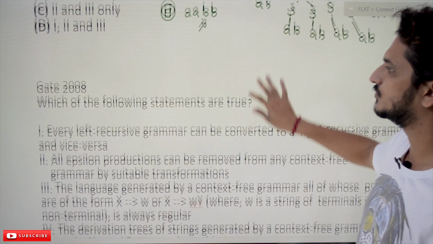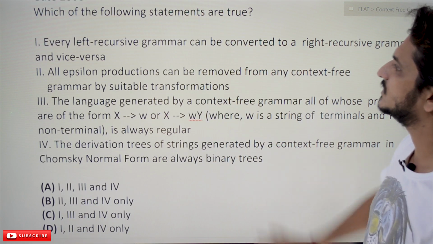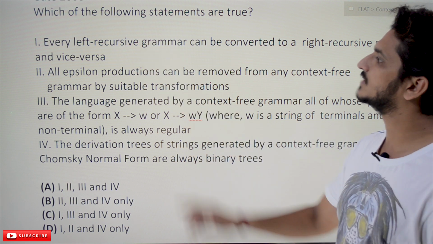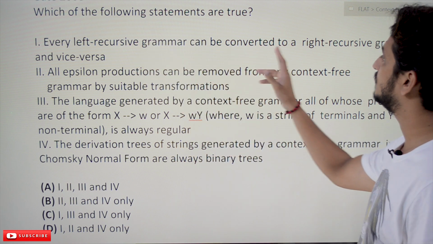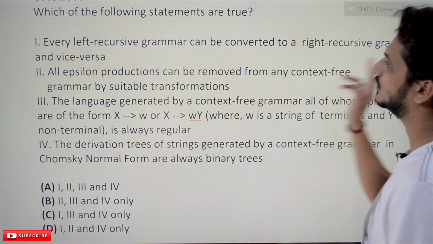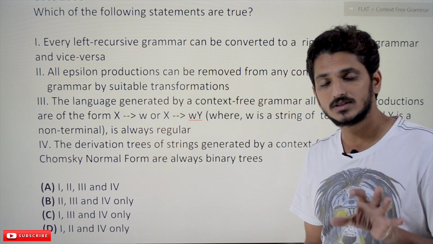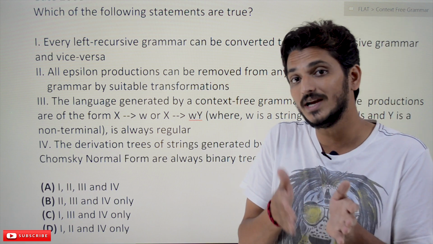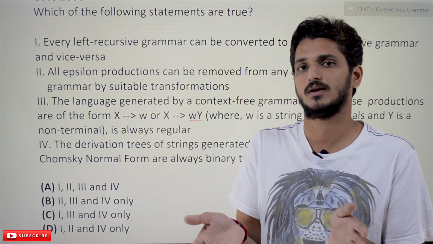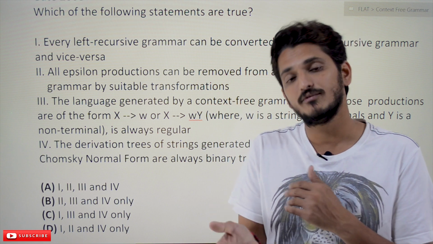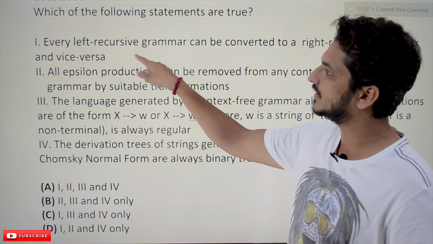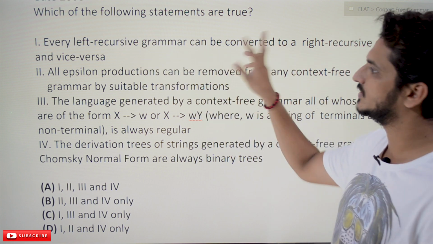Now coming to the next one, GATE 2008. Which of the following statements are true? They have given some statements. The first statement is every left recursive grammar can be converted to a right recursive grammar and vice versa. We already discussed how to eliminate left recursion, so the same way we can do right to left also. So this statement is correct.